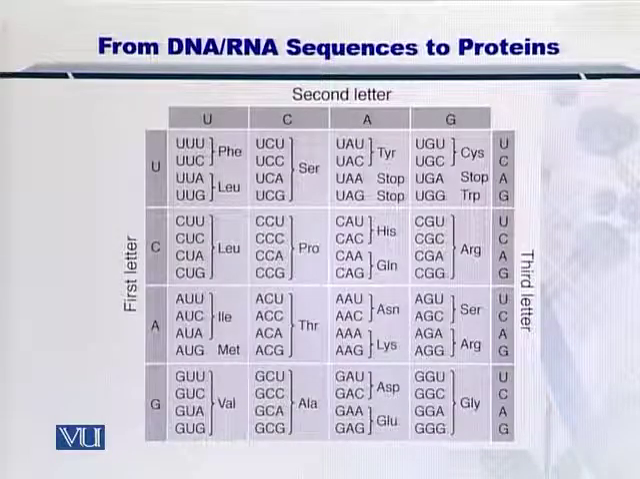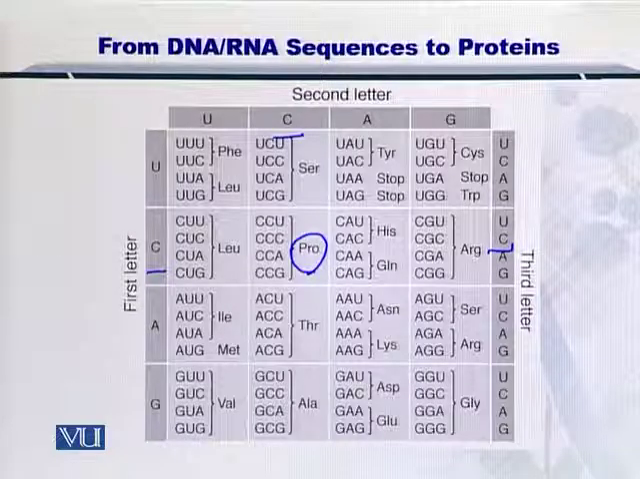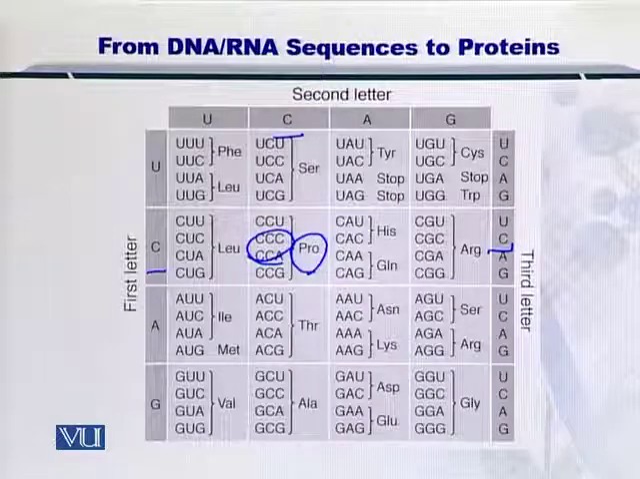Let's take a look. If you have the first nucleotide as C, the second nucleotide as another C, and the third nucleotide another C, then you will actually encode for proline. You can read the sequence here, which is C, C, C. So it will encode for proline. Similarly, if you have any combination that can be generated from these 4 nucleotides, you can look up this table and find which amino acid is encoded.